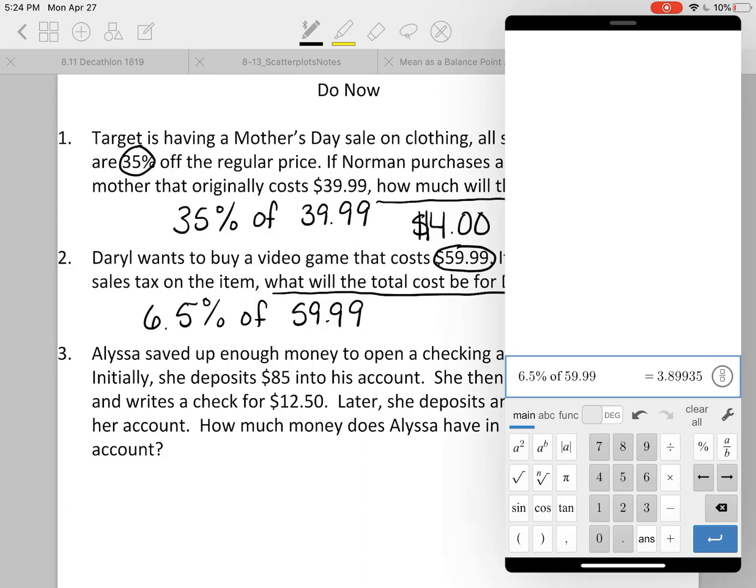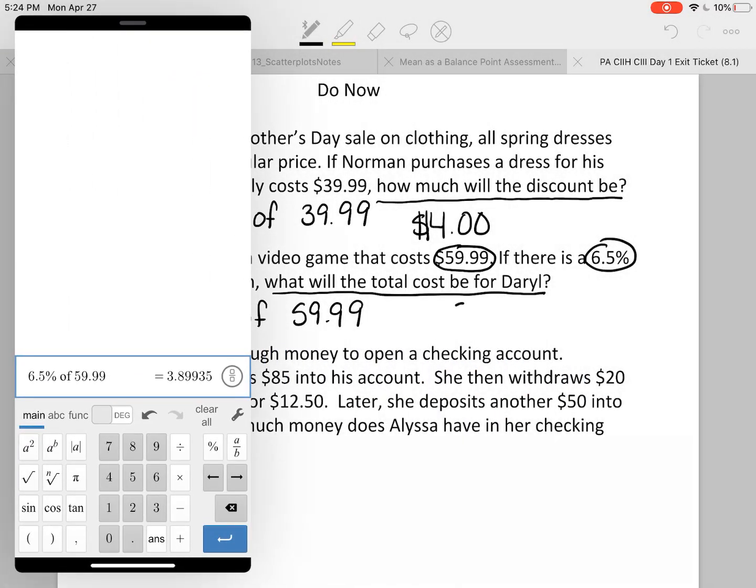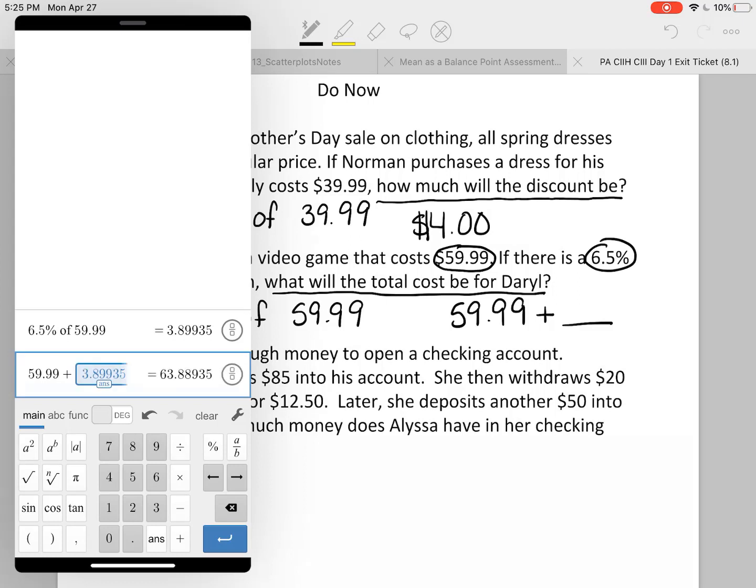Now what's important here is, do we add tax or subtract tax? So in all cases, we add the amount of tax to the original cost of the item. So we would need to take that $59.99 and add that amount of sales tax. So in Desmos, we can type in $59.99 plus our previous answer. So we get $63.89 once we round. We actually would have gotten the same answer whether we would have rounded in the beginning or at the end, but in some cases it can make a difference.